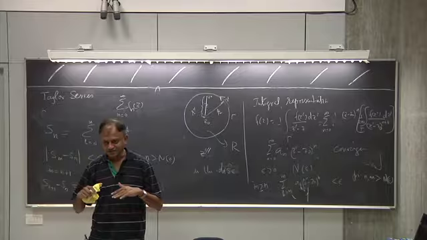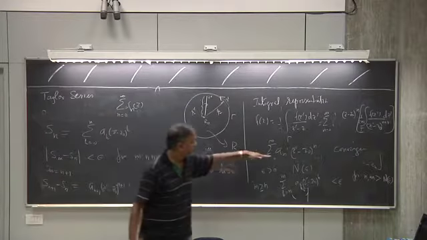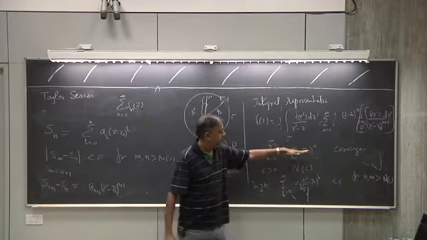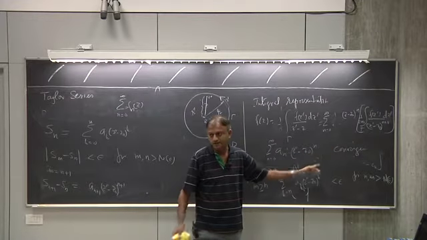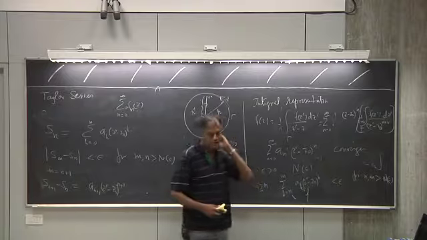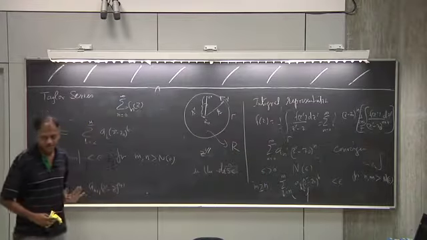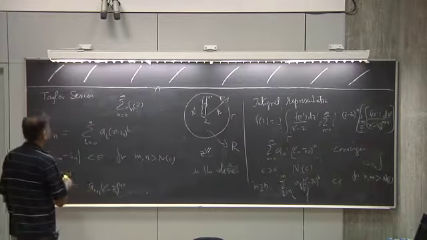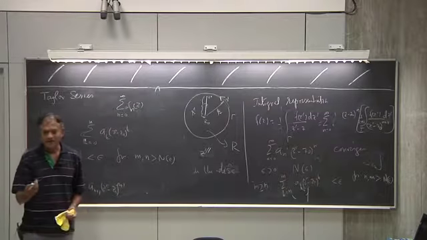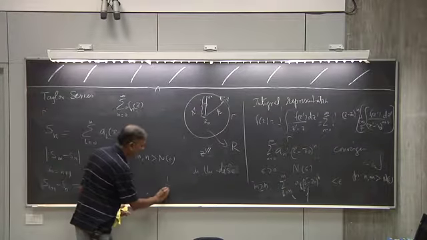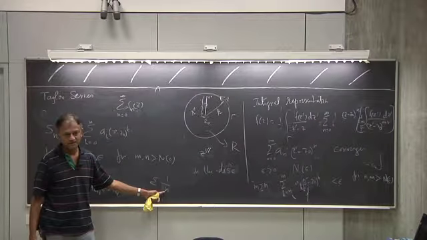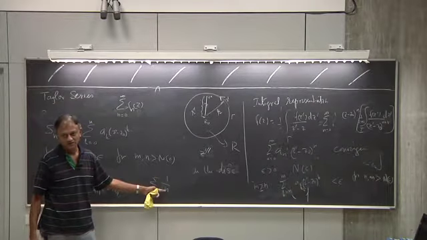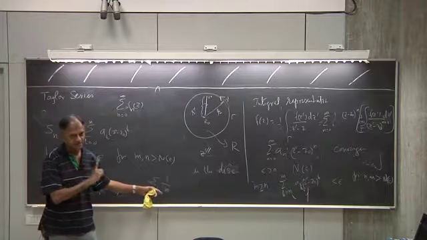It's not a sufficient condition, but it's a necessary condition that these terms must go to 0 as n goes to infinity. Right? Otherwise, the series will be divergent. It's not sufficient because, as we saw already in the harmonic series, 1 over n, the individual terms are going to 0 at infinity, but we know that this is divergent. So this is not a sufficient condition, but it's a necessary condition.